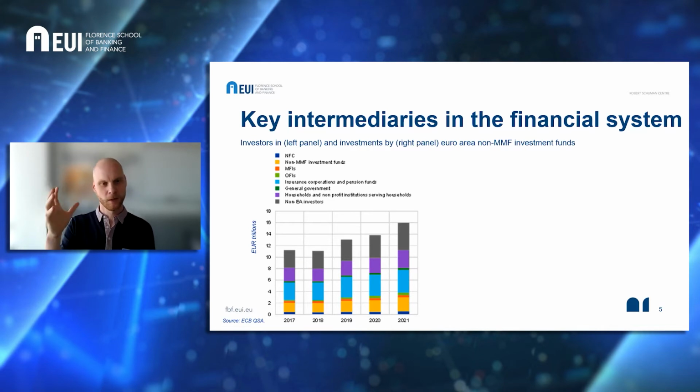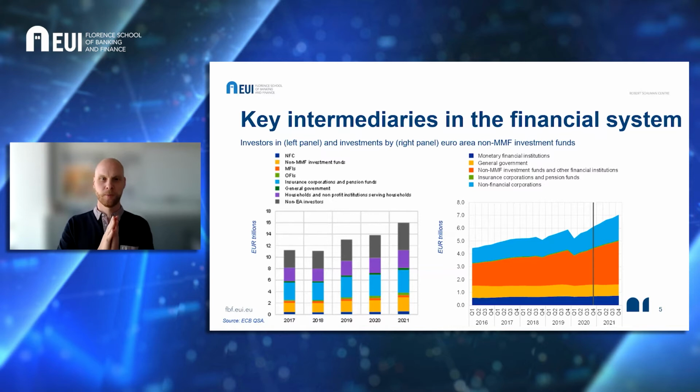You can also see a gray bar. These are non-EA investors. According to the statistics we use here to produce the graph, these are investors located outside the EU and for whom we do not have any sectoral information. But for those for whom we have sector information, we see that the households and the insurance companies are the largest investors in those investment funds.